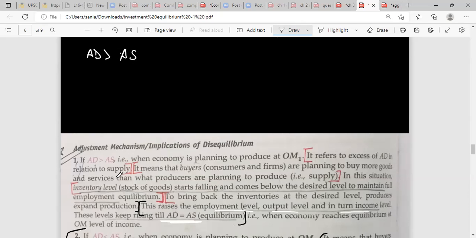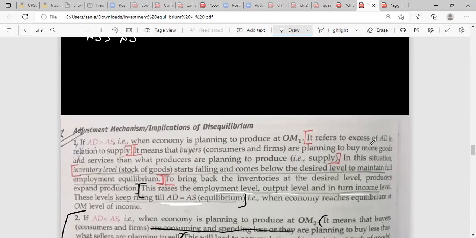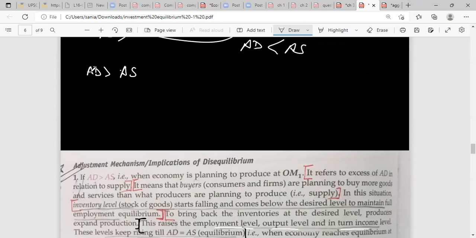So first of all, ma'am, what does it mean? See, it refers to excess of aggregate demand in relation to aggregate supply. So this means aggregate demand is more as compared to aggregate supply. Who demands? Consumers demand. And who supplies? Producers supply. So over here, consumers are willing to buy more than what is available in the market.